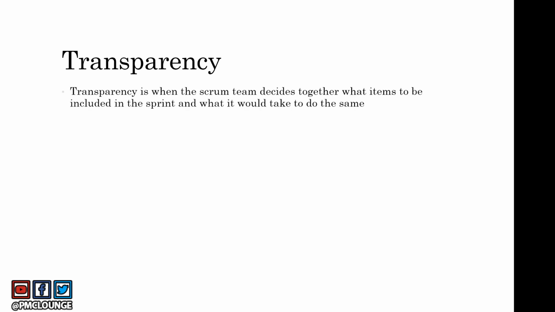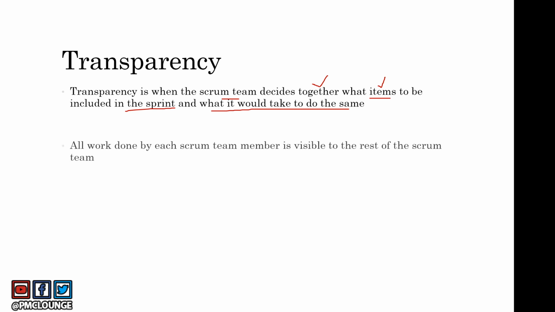So let's talk about the first pillar of Scrum, which is transparency. Transparency is when a Scrum team decides together what items to include in the sprint and what it would take to do the same. The Scrum team comes together and decides what items from the backlog will be included in the sprint, which will eventually become part of the sprint backlog. And what does it take to include these items? That's something the Scrum team does together, and they do it transparently.